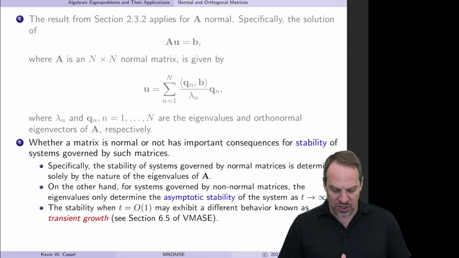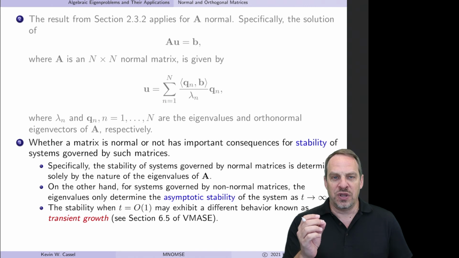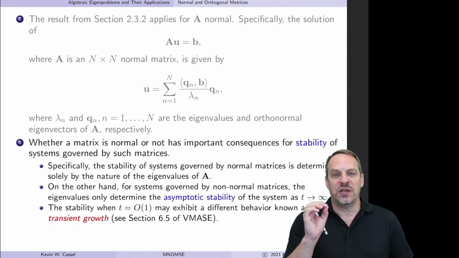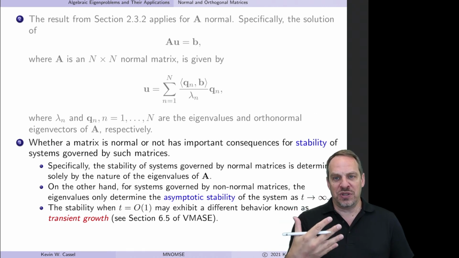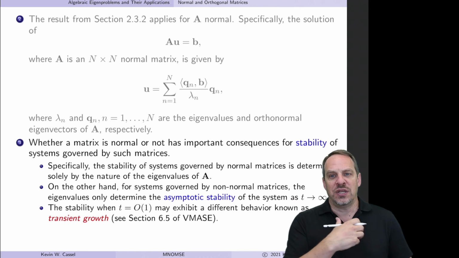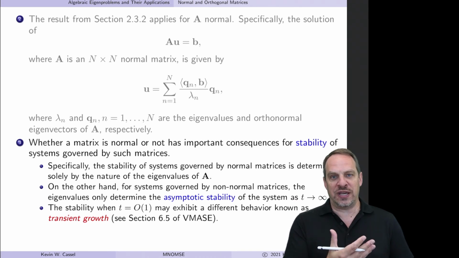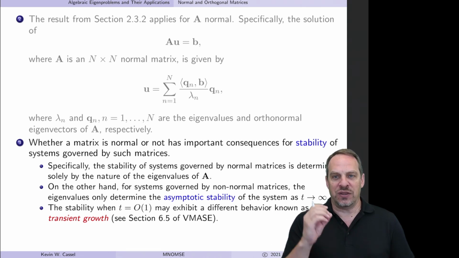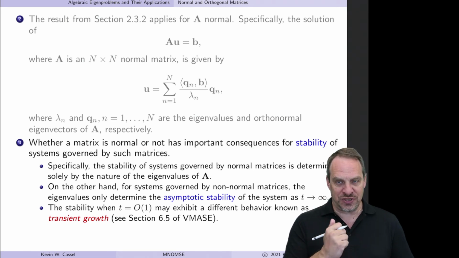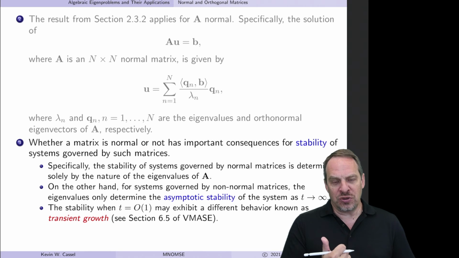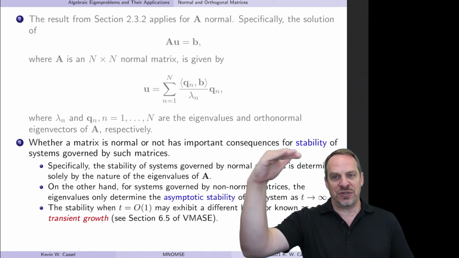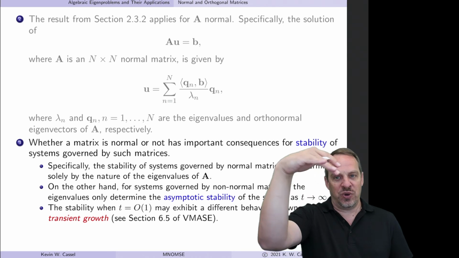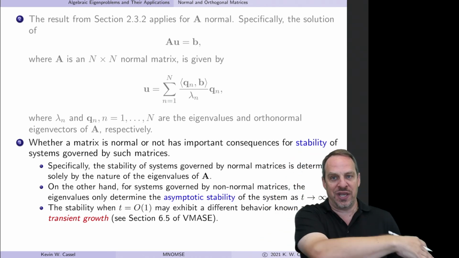We'll get to that later. But I just want to give you a little preview of what difference it makes if the system is normal versus non-normal. If a system is normal, then the stability question, which is a physical question, is answered solely by the eigenvalues of the matrix that defines that system. The values of those eigenvalues determine the behavior of the stability of a normal system. If the system is non-normal, those eigenvalues define what happens as t goes to infinity, whether they're stable or unstable, so they decay or grow.